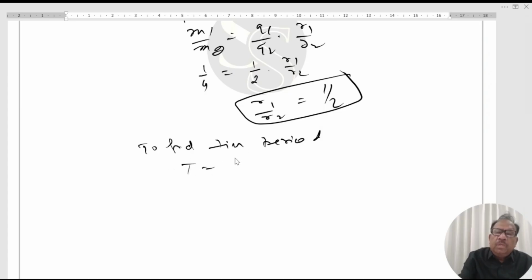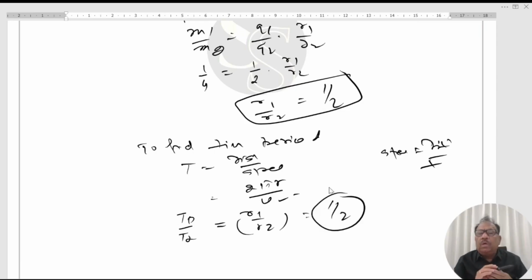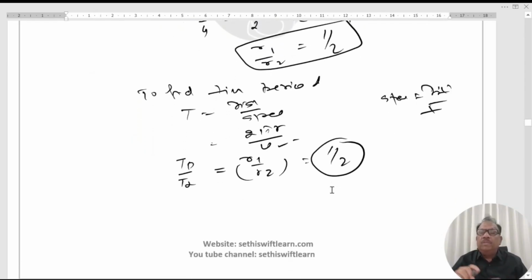speed equal to distance upon time. So, time will be distance upon speed. In this case, 2 pi r upon v. So, Tp over T alpha will be equal to, this is same, so this will be equal to R1 over R2. This is given as 1 by 2. 1 by 2 is the answer. Let's see what is the answer. A is the correct option.